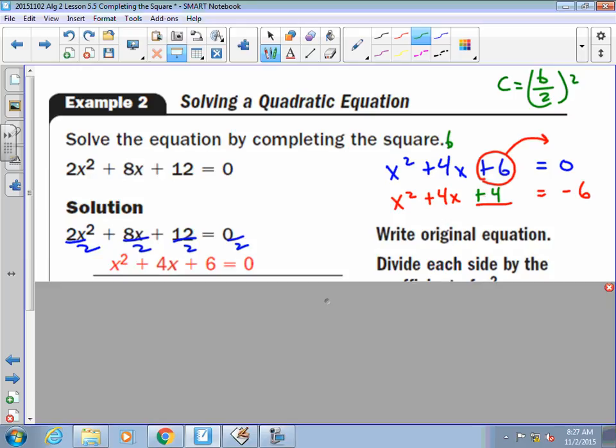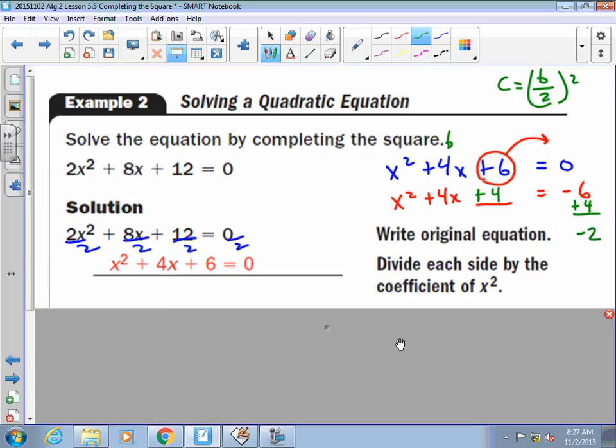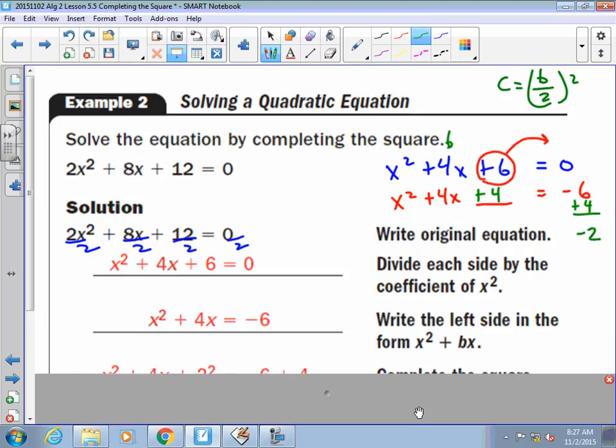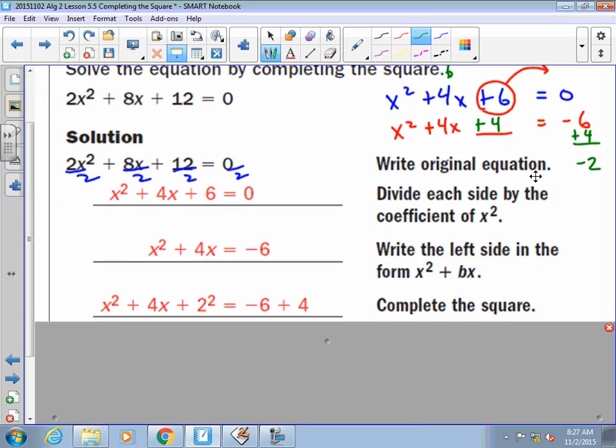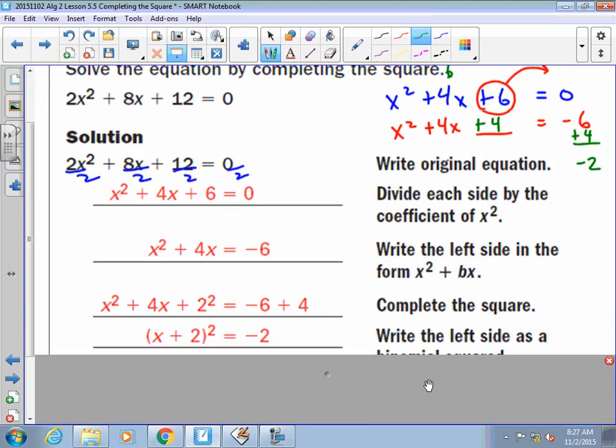But here's the thing. Once you have a new value for c, you can't just add 4 to one side of the equation. What do you have to do if you add 4 on one side? You have to add 4 to the other side. So you have negative 6. You have to add 4 there as well and get negative 2. So now it says x squared plus 4x plus 4 is equal to, this is the part where you're adding 4 to both sides, negative 2.